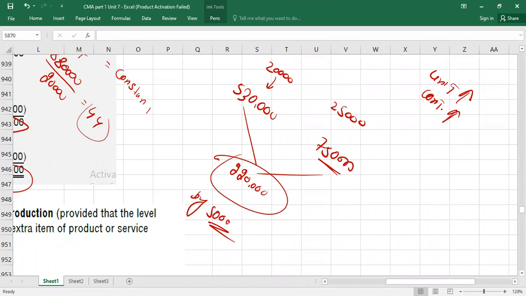And does contribution per unit remain constant forever? No, for the short term we assume. That short term could be the relevant range. Relevant range I have already explained to you in the last class, right?